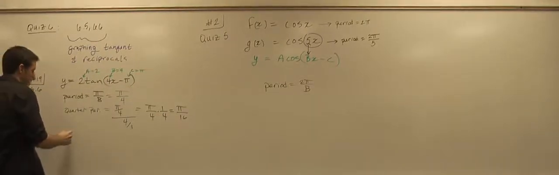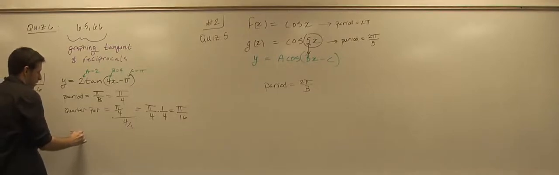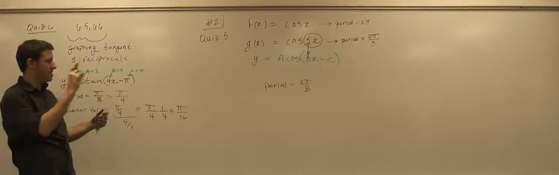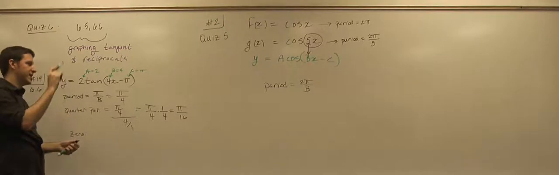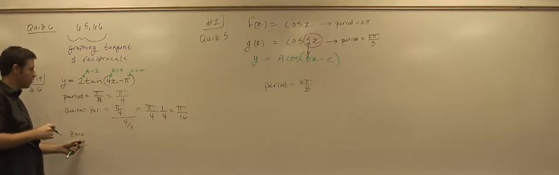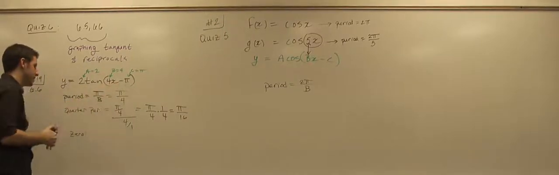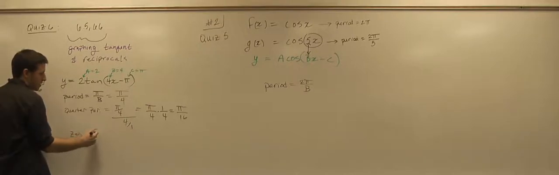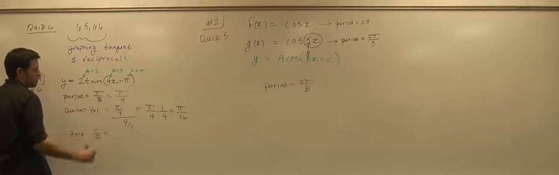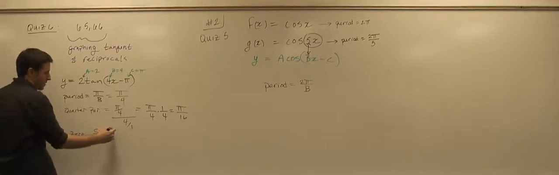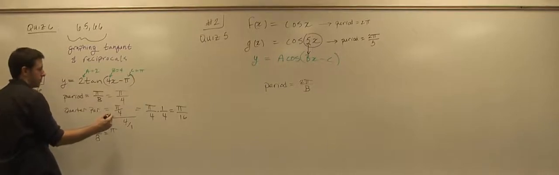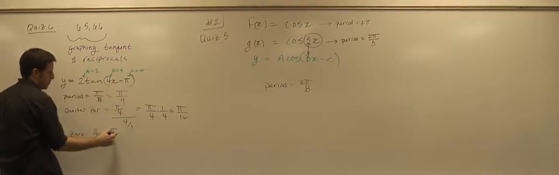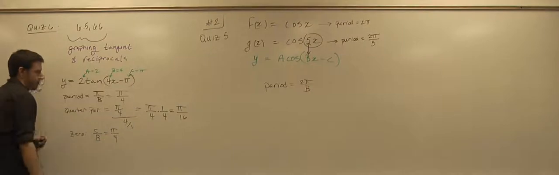The last thing I want is my new 0. Normally, tangent has a 0 at the origin; it goes through the x-axis at the origin. But that 0 is going to move depending on b and c. So I need to calculate what c over b equals, which is pi over 4.